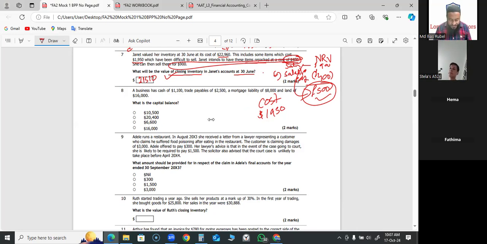Number 8. That was a challenging question. We've done it. This will be recorded. You can rewatch the recording. Number 8. A business has cash, trade payables, mortgage, land. What is the capital? Oh, that's so easy. Cash is an asset, payables is a liability, mortgage is a liability, and land is an asset. So asset minus liability equals capital. Can you please give me the answer? Asset minus liability equals capital.